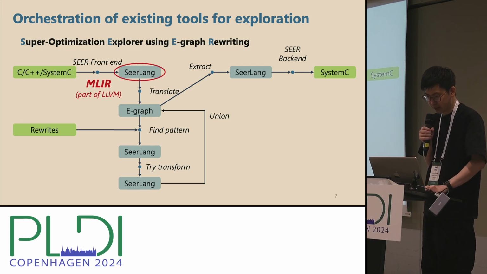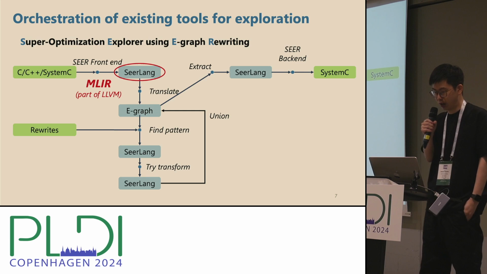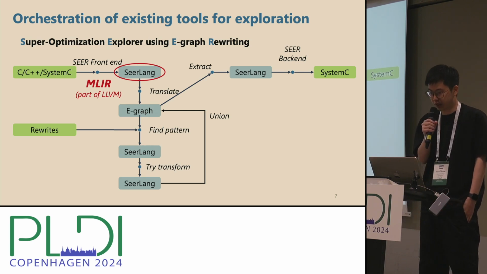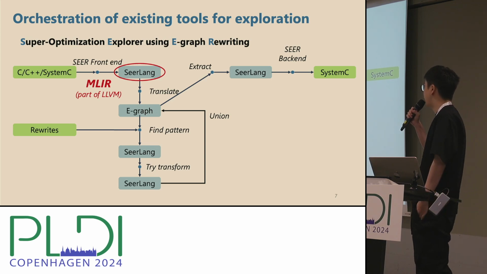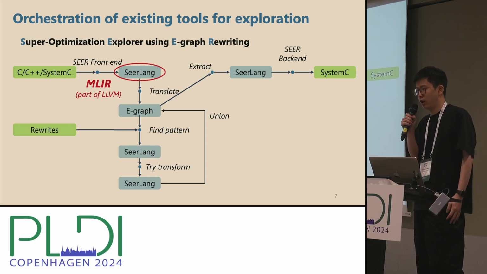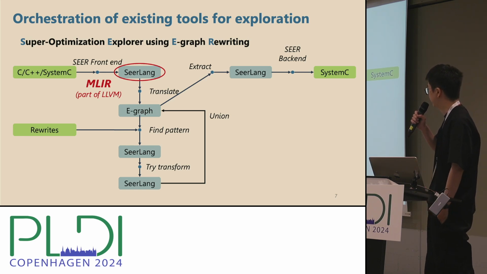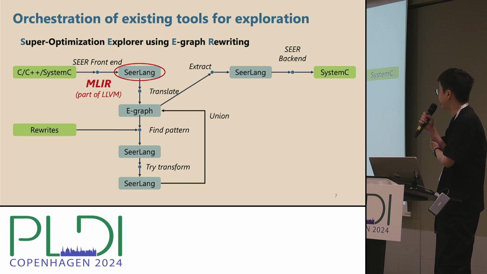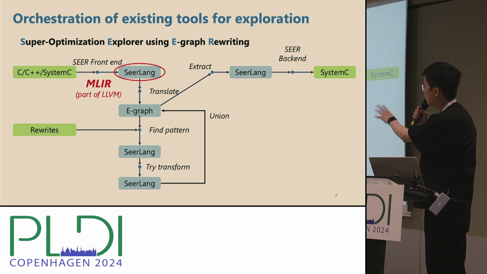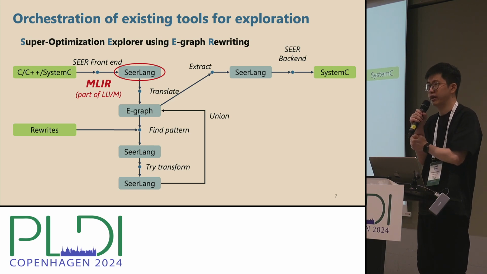Particularly, SEERLAN connects with MLIR, which is a part of LLVM, the state-of-the-art compiler framework. The reason is mostly because MLIR already contains a wide range of compiler passes that we can orchestrate to explore directly in SEER. And also MLIR opens opportunities: we're not just taking C or C++ code. We can take any software programs as long as they can be lowered into MLIR.